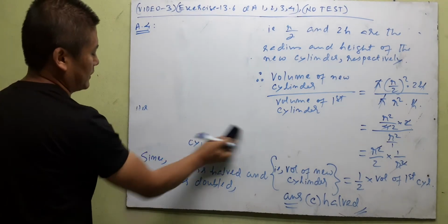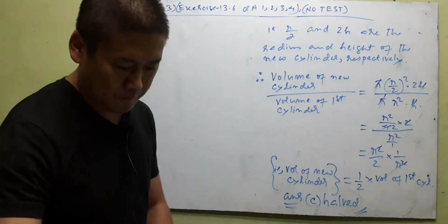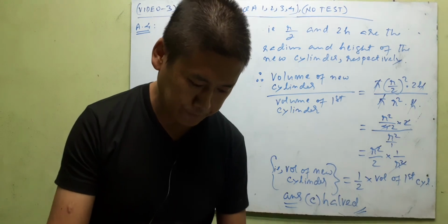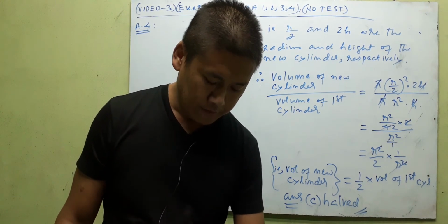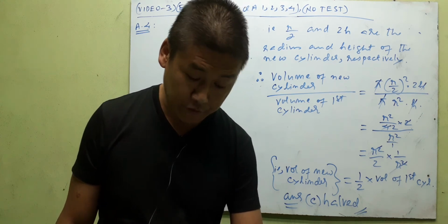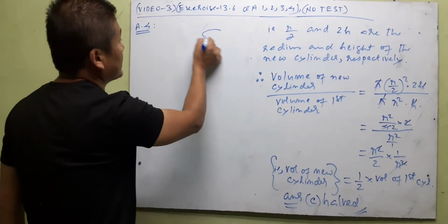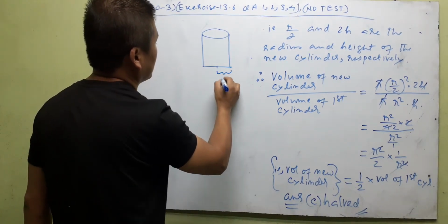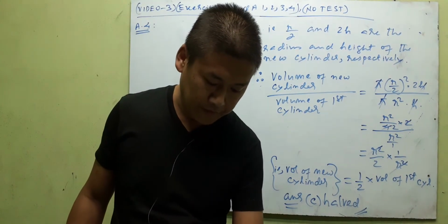Let's read the question carefully before we do it. Curved surface area of a cylinder of base radius 2r is pi r square. Okay, so a cylinder is there. Base radius is clearly mentioned, from here to here is 2r. Curved surface area is given.